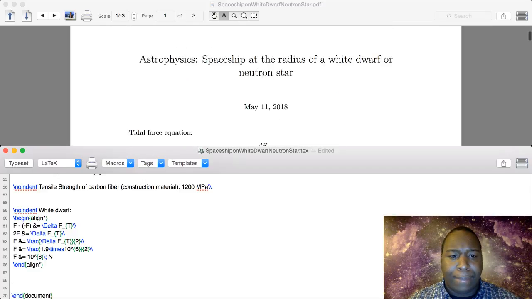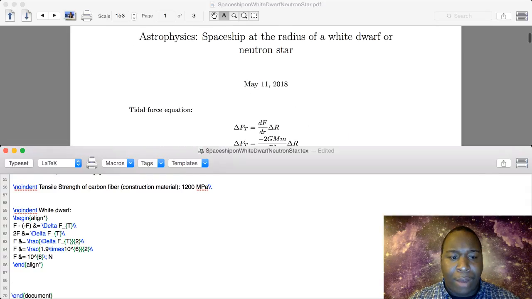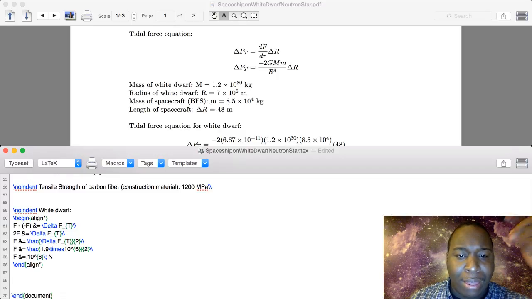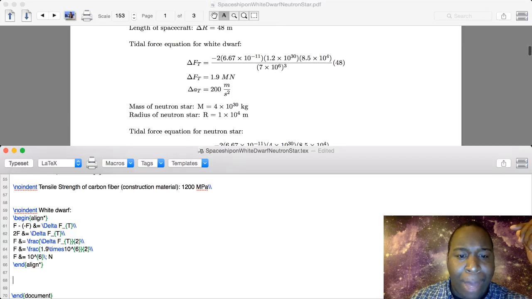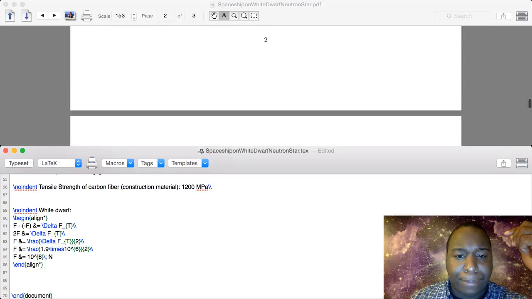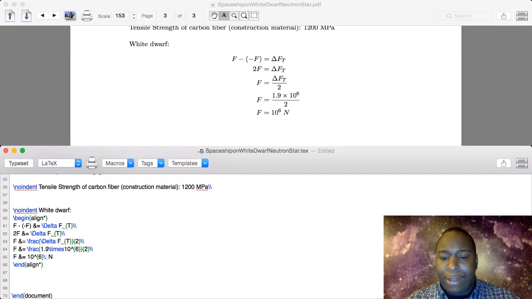Let's see. Wait, did we not write this down? Tidal force equation, mass, radius of white dwarf, mass and length. Okay, I guess we have to go back and get that information. All right, so let's go back and see if we can find it.